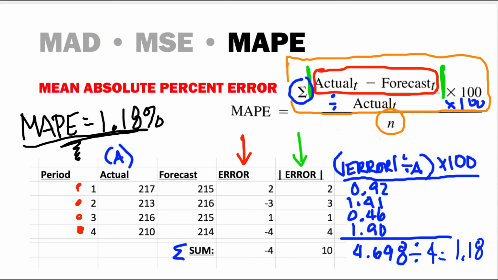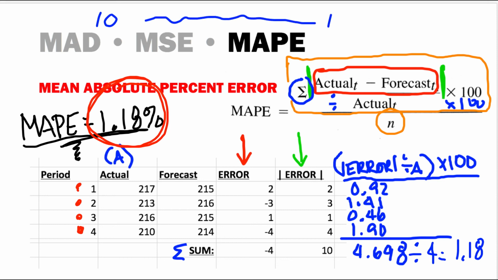And to reiterate what I said before, the benefit of using the mean absolute percent error is that this 1.18% error means the same regardless of whether your sample set is a sample set of 10 or a sample set of 1,000,000. No matter what the size, this error percentage will mean the same thing. And with that, we've concluded the Chapter 3 forecasting video series.